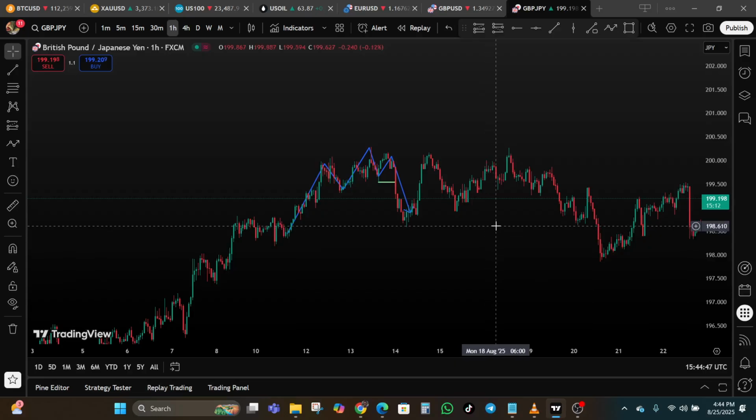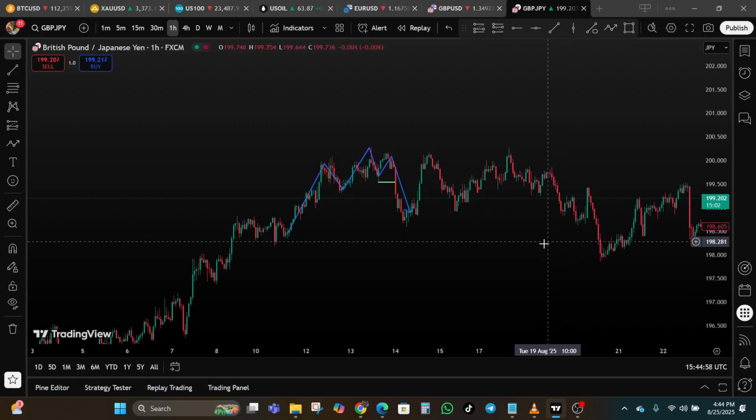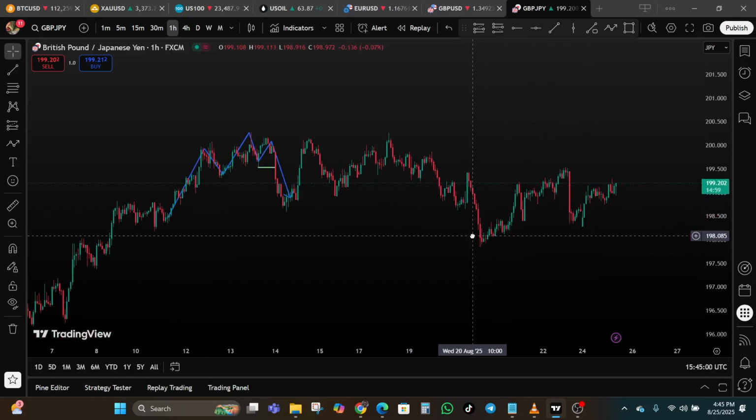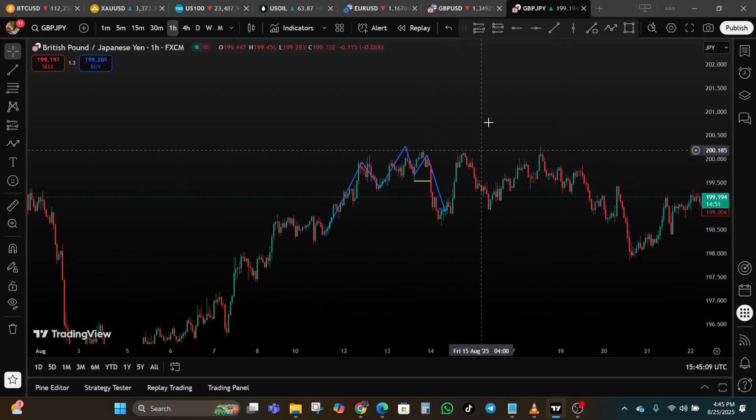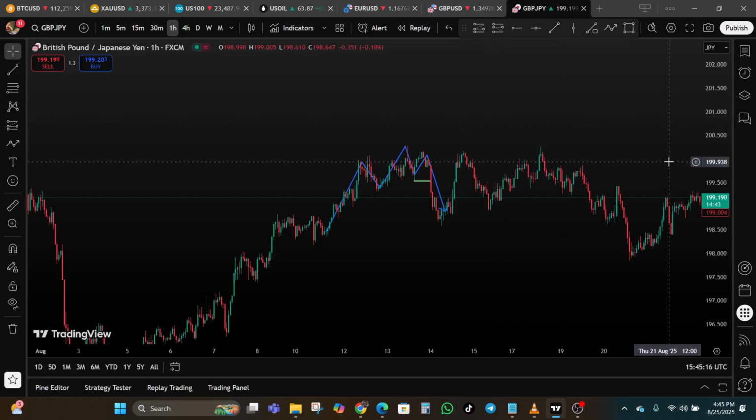But here is the problem. Not every change of character is real. A fake change of character happens when the market pretends to break structure, luring traders into thinking that the trend has changed, only to reverse back and continue in the original direction. So this false signal exists to trap retail traders and collect liquidity from their entries and their stop losses.